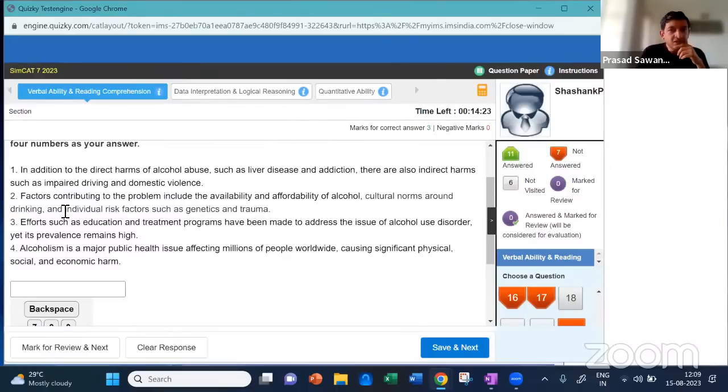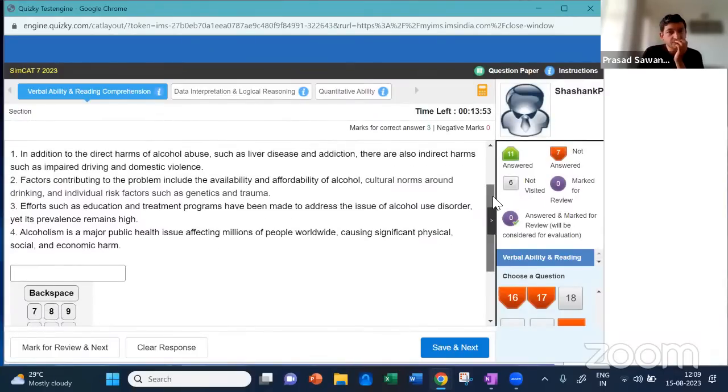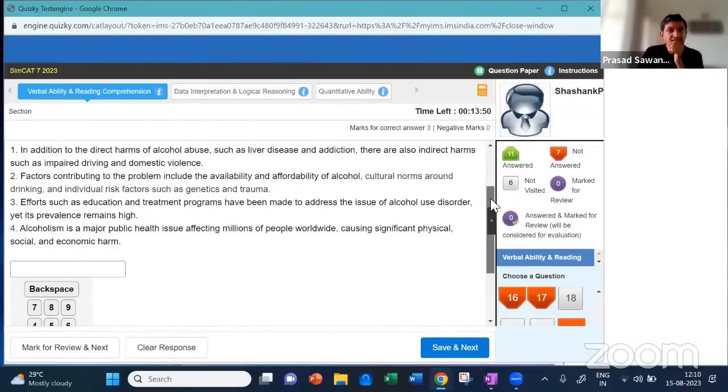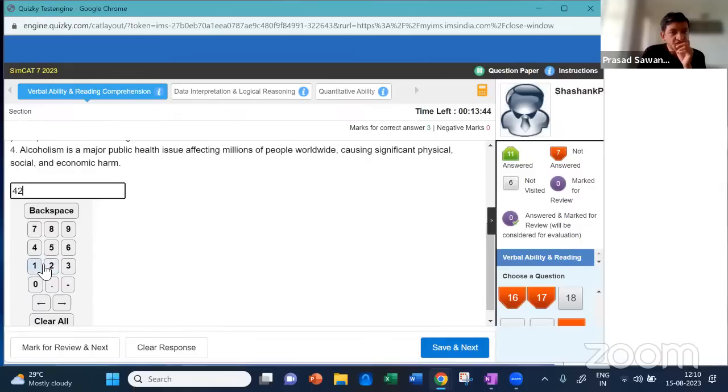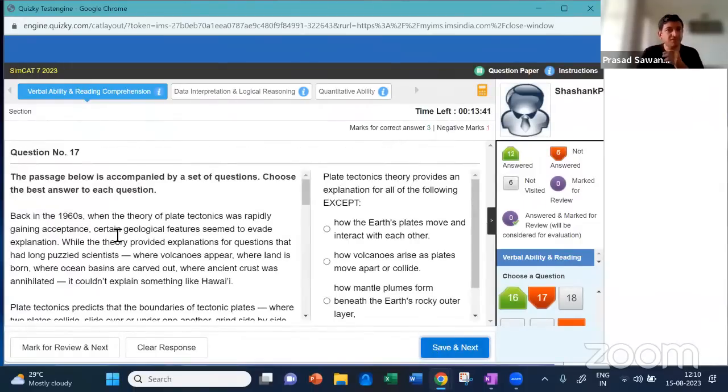Include the availability and affordability of alcohol, cultural norms around drinking, and individual risk factors such as genetics and trauma. Okay, efforts have been made to address the issue, yet its prevalence remains high. The issue is alcohol use disorder, and then the problem. So maybe this is the problem that we're talking about and not alcoholism. Yeah, I would go for 4, 2, 1, and 3, because 3 will talk about the final step wherein we are talking about education and all. Let's see. I'm short of time now, so I'll have to go with my first instinct.